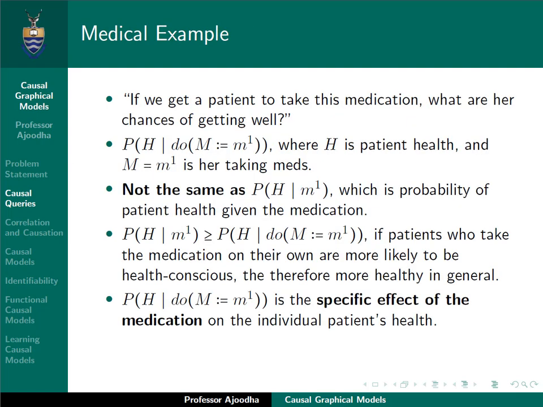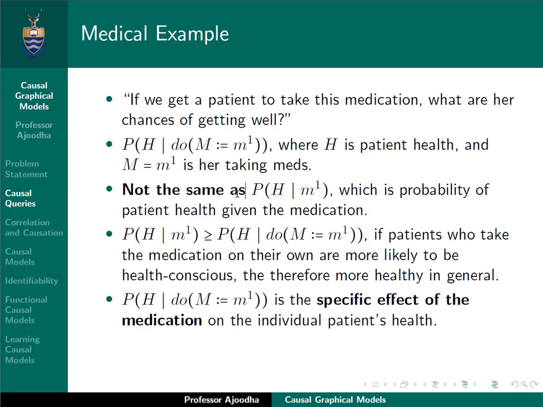Okay, so let's look at a medical example, because this is often where we want to use stuff like this. The question is, if we get a patient to take this medication, what are her chances of getting well? So this is not just simply the probability of health given some medication, right? It's not just that. So it's quite different. So this here is the probability of health given that we observe the patient taking the medication.